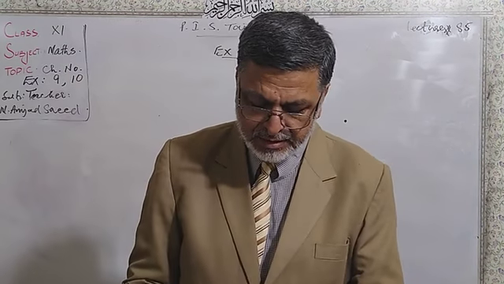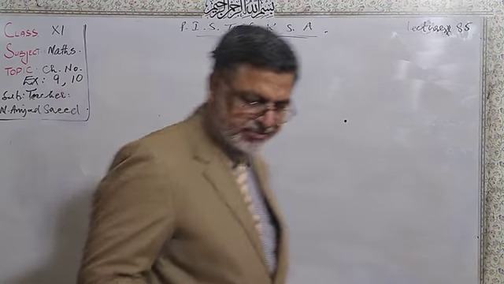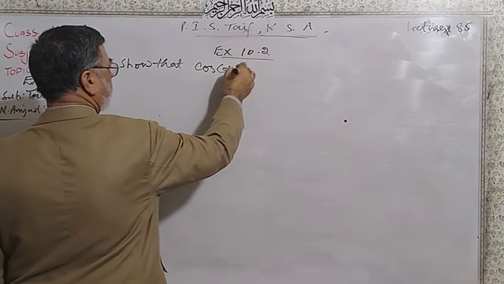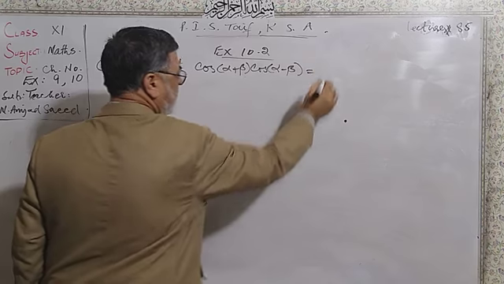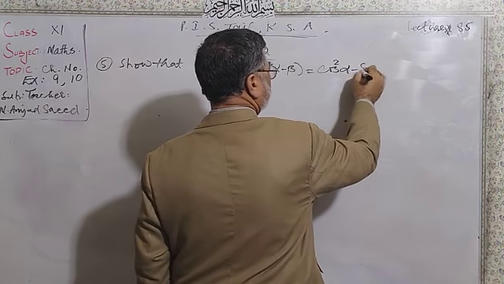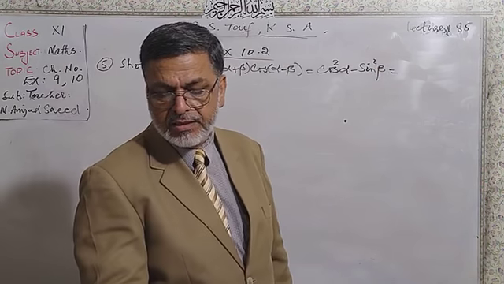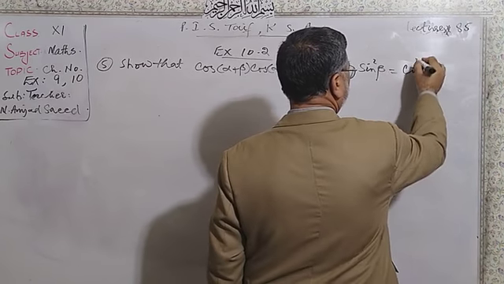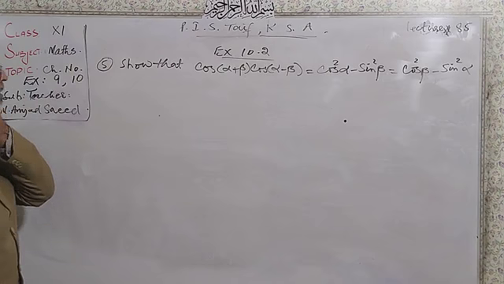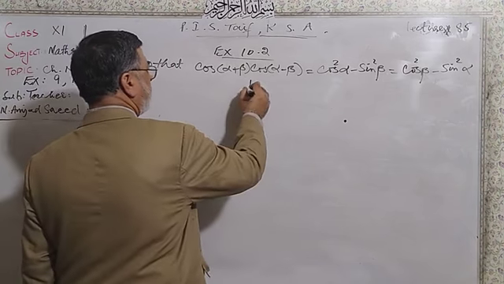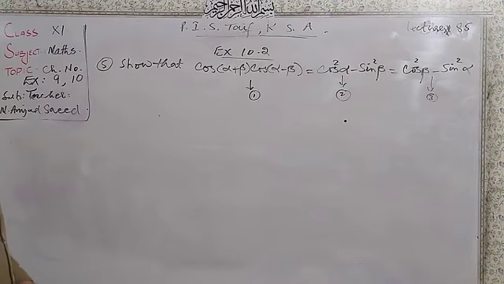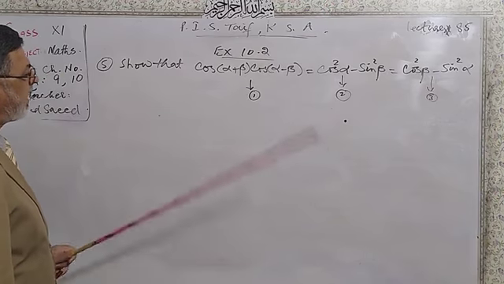Question number 5 is, show that cos of alpha plus beta times cos of alpha minus beta is equal to cos square alpha minus sine square beta, which is equal to cos square beta minus sine square alpha. Okay, so dear students, you can take this as 1, here is 2, and that is 3. Actually, we have to prove that 1 is equal to 2 is equal to 3. I am taking 1.